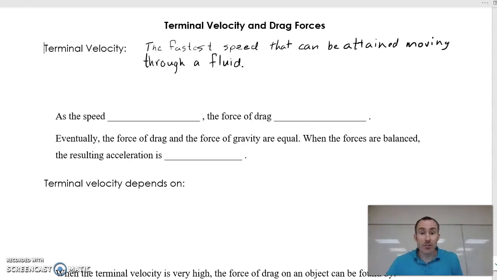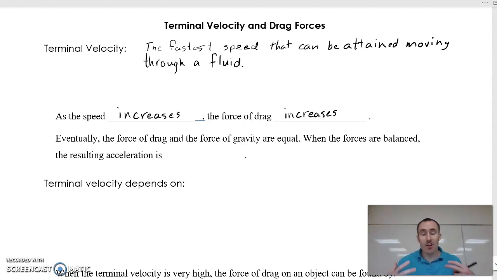And as your speed increases, let's just talk about while you're falling, the force of drag due to the air you're moving through also increases. So as speed increases, the force of drag increases. And eventually, the force of drag and the force of gravity will be equal.